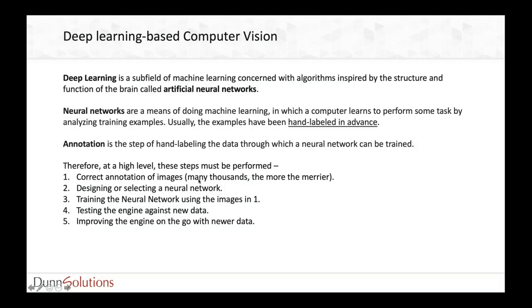And this is probably the most important step, the correct annotation of images. And these would be in the range of many thousands. And the more you have, the better it is for training the neural network. The next thing you would do is design a neural network. This is basically where you define what the model is and what the topology of that network looks like, how the interactions between the nodes are, etc. And this is an important step. Then based on these two steps, we can train the neural network with the model that we have in step number two with the images that we have from step number one. Finally, once the neural network's training gives satisfactory results, we can stop the training and then test the model with some new data that it hasn't seen. And if it's able to predict to a high enough degree to our satisfaction, we can keep the model, or we can improve the model on the go with new data as it's generated.